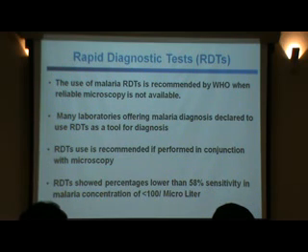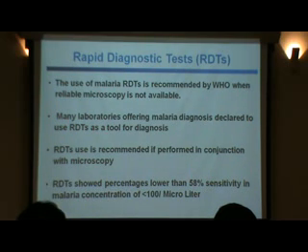Rapid diagnosis use is recommended if performed in conjunction with microscopy. Rapid diagnostic tests show lower than 58% sensitivity in malaria parasite concentrations of less than 100 parasites per microliter.